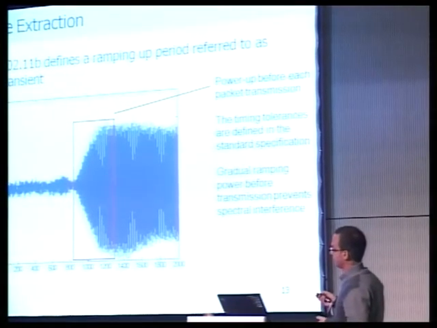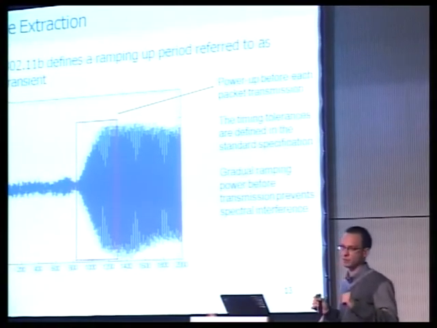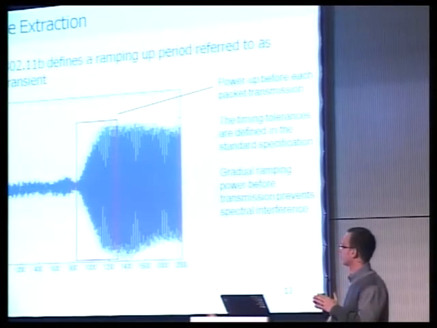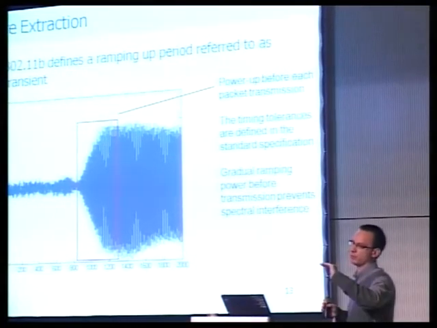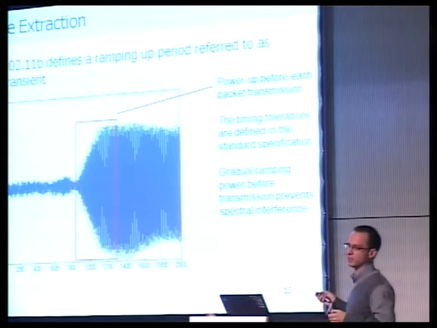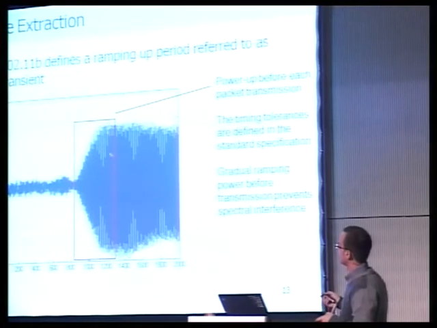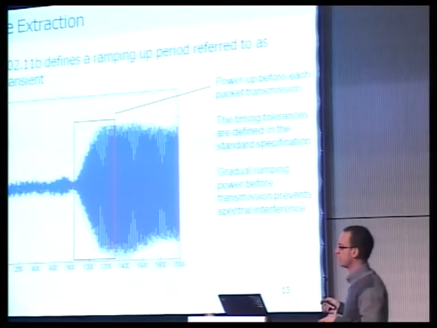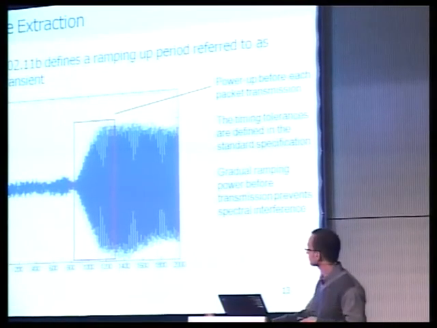Why is this in the standard? The gradual ramping ensures that there are no spectral interferences between devices. It's to make sure that we don't interfere that much. So the signal is powered up gradually and not directly. It's perfectly possible to ramp up the signal directly at the beginning. So we use this part, usually referred to as the transient part, and we extracted some statistical features from it based on different spectral transforms, which I'm not mentioning in the presentation.